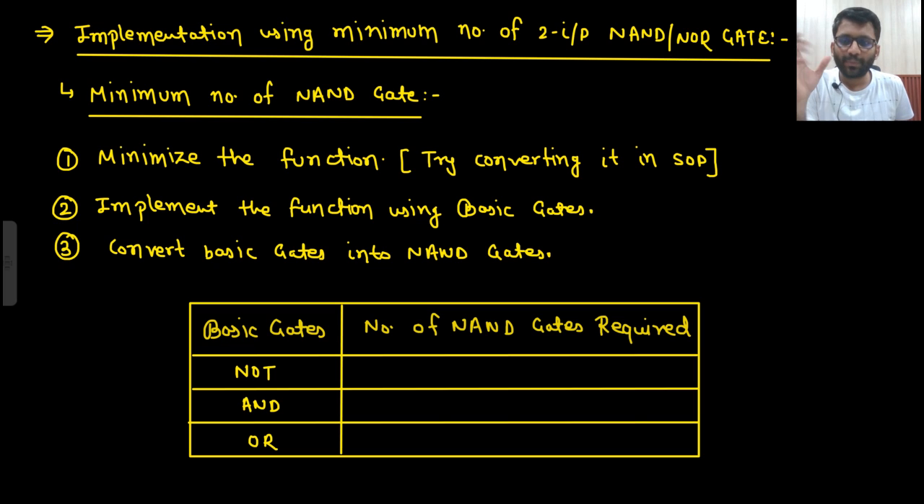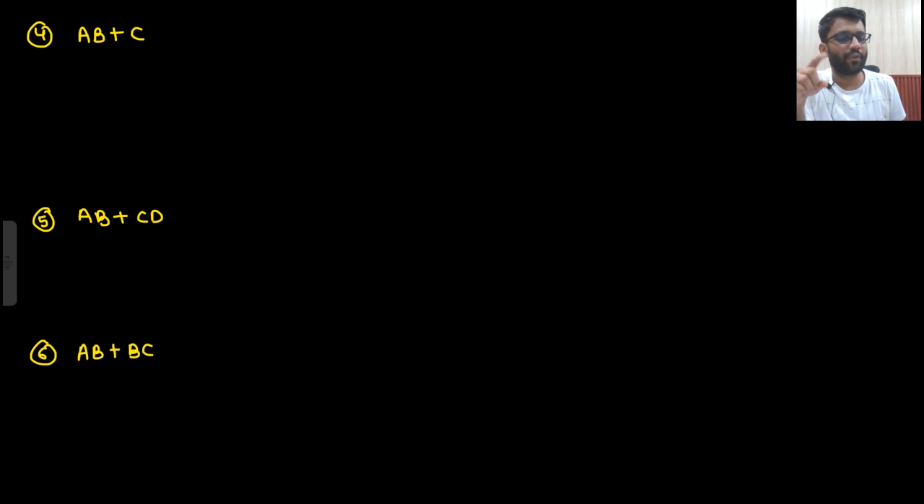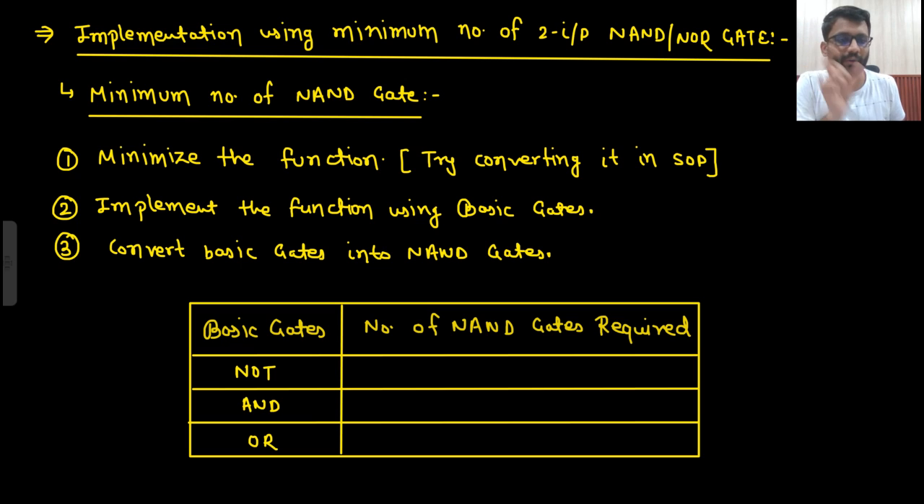Hi everyone, so this is going to be a very important and very conceptual video, and like 90% of the guys are confused in this particular topic. That's why I thought of making a separate video on this topic. So in this video we will try implementing some random Boolean functions using minimum number of NAND gate and NOR gate. Minimum number of NAND and NOR gate should be used.